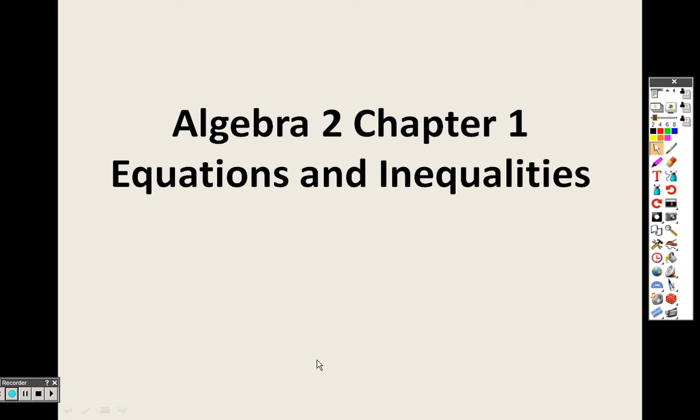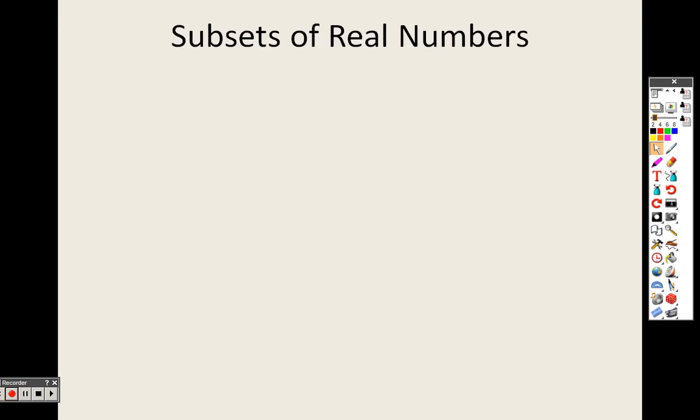Alright, so we are starting Algebra 2. The very first section of Algebra 2, finally starting that up. It's in Chapter 1, equations and inequalities. And 1.1, this is real numbers and number operations. So subsets of real numbers is what we're going to talk about.